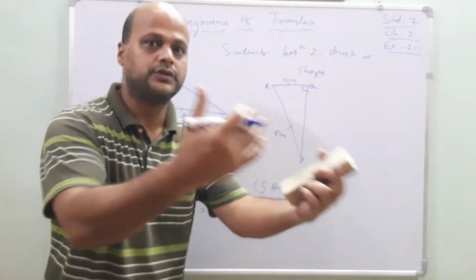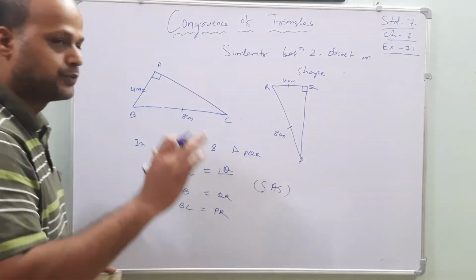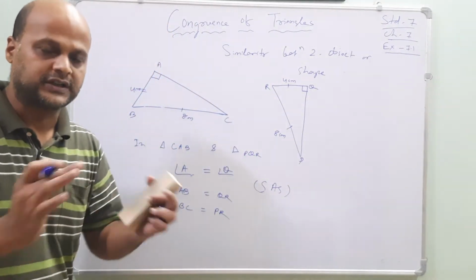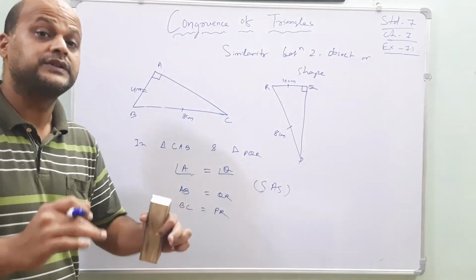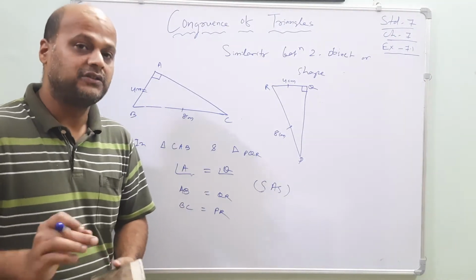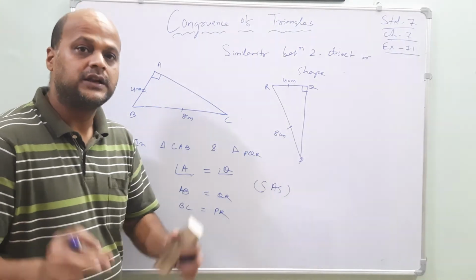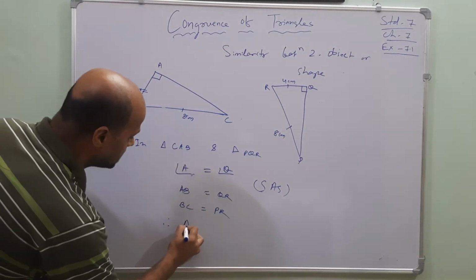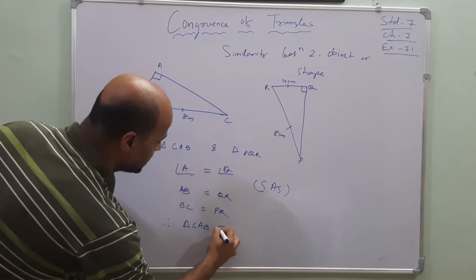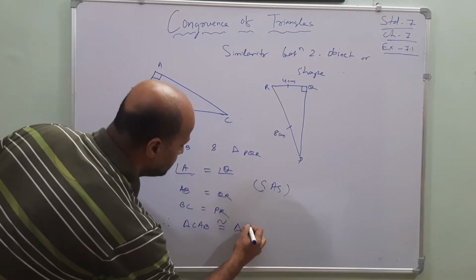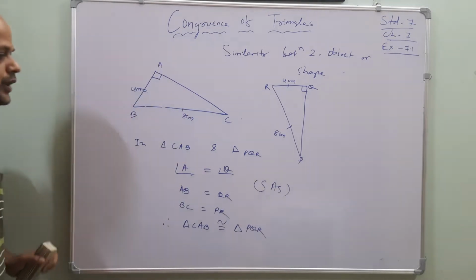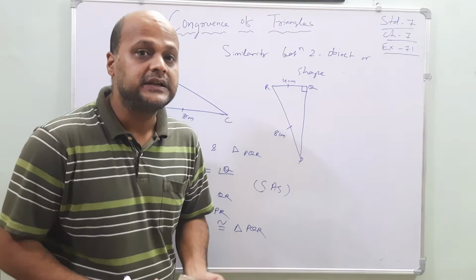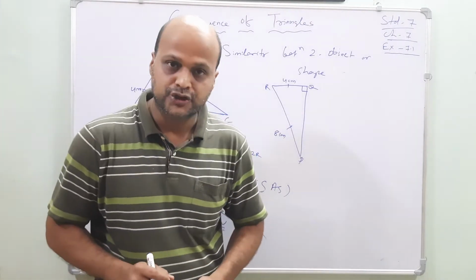This property also we will study in the next exercise. But you have to understand that if three things are given in both the triangles and they have similar values, then the two triangles are congruent to each other. Therefore, triangle CAB is congruent to triangle PQR. In this manner, you have to find out the congruence or similarity between two triangles. Understood?